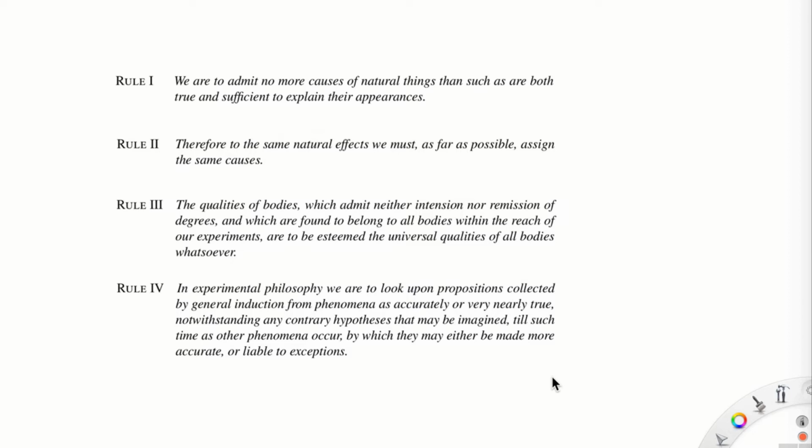So rule number 1, he says, we are to admit no more causes of natural things than such as are both true and sufficient to explain their appearances. So this rule is sometimes nowadays called the principle of parsimony. And you might have actually heard of it as Occam's razor. It was popularized by William of Occam, who lived in the late 13th, early 14th century.